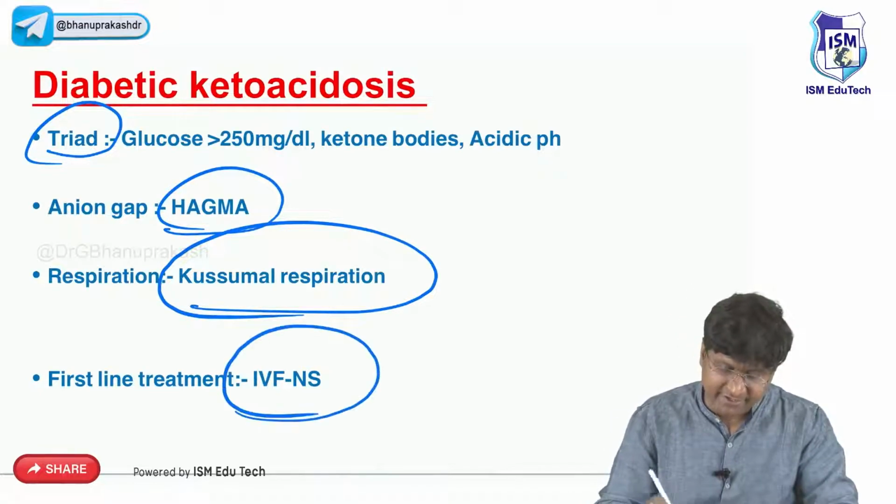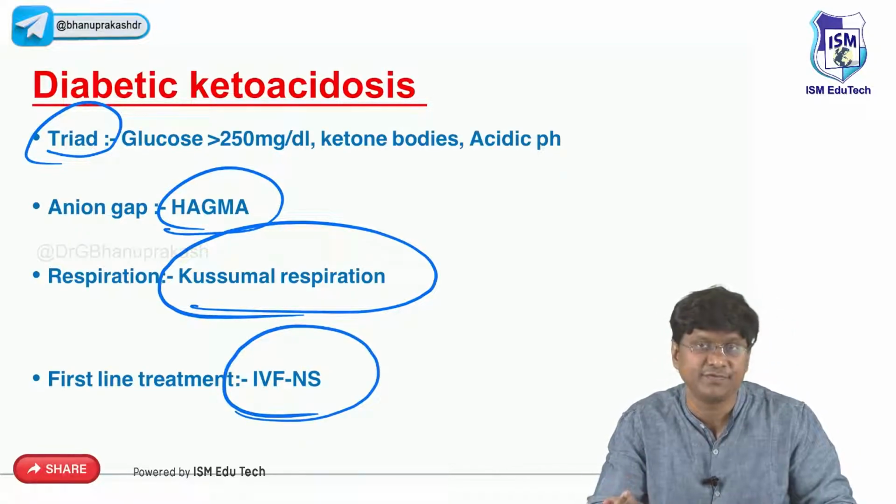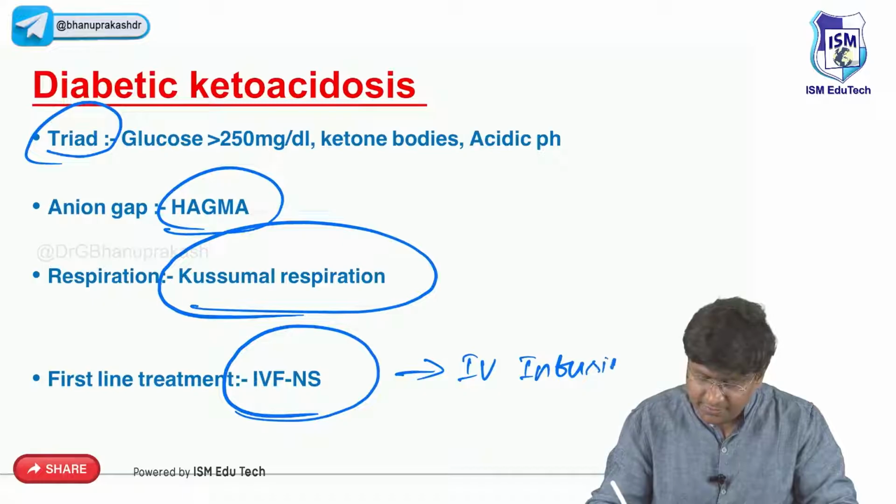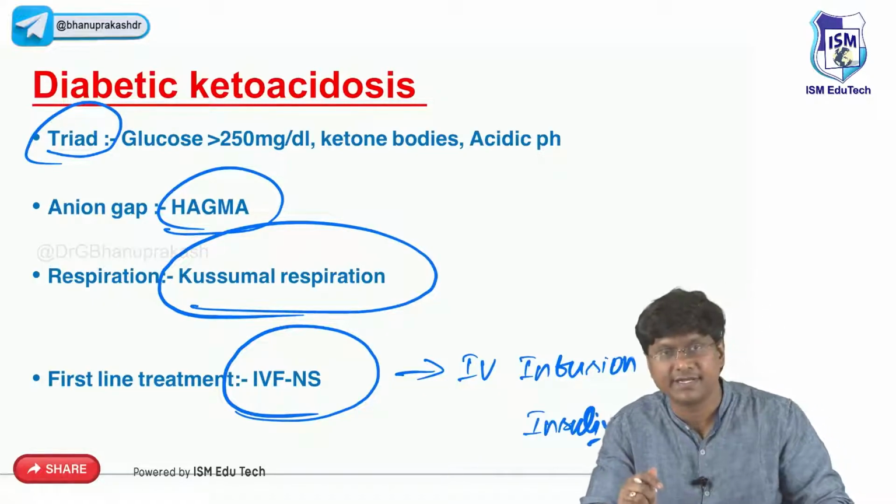Then what is the first line treatment in diabetic ketoacidosis? That is IV fluids, normal saline should be given, and followed by that you give IV infusion of insulin. IV infusion of the insulin. That is, we mainly give regular insulin.